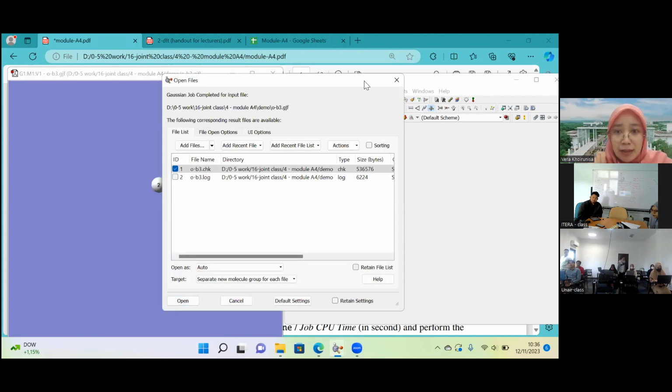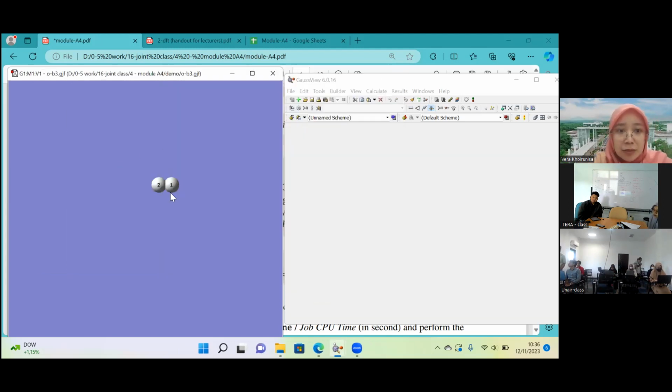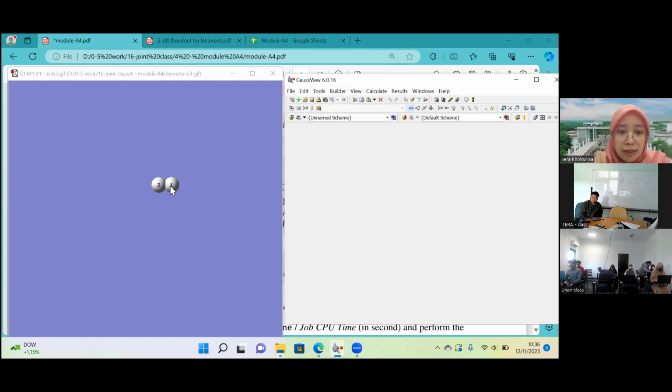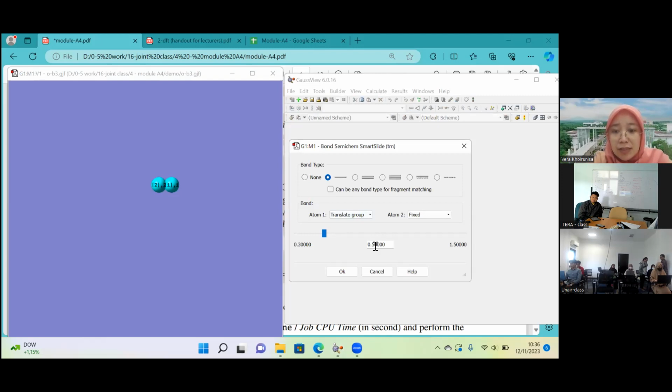We come back again to our model. So here, Builder, Modify Bond, and click the first atom and the second atom. And I will set 0.7, because we want to find the closest possible.